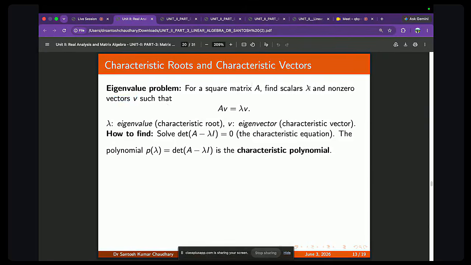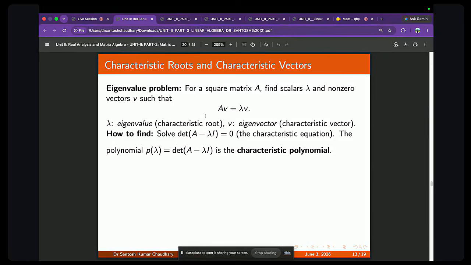A number lambda is called eigenvalue and a non-zero vector V is called eigenvector if and only if AV is equal to lambda V. So this is the definition. If AV is equal to lambda V, then we say lambda is eigenvalue of matrix A and V is the corresponding eigenvector. So lambda is eigenvalue, characteristic root, V is eigenvector. You just have to solve this, and further you can simplify.